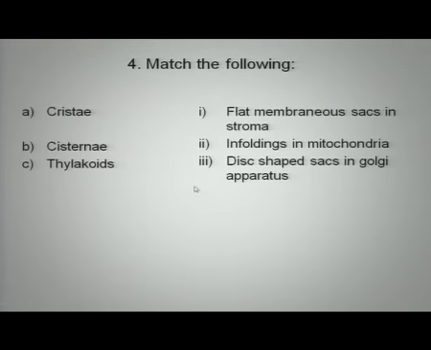Now, coming to the fourth question for you, it is a match the following question. Match the questions and answers or options correctly. Cristae, cisternae, thylakoids. In part B, the options are: flat membranous sacs in stroma, infoldings in mitochondria, disc shaped sacs in Golgi apparatus.